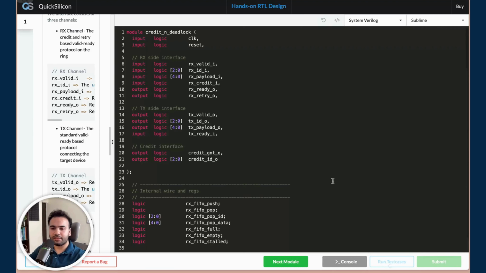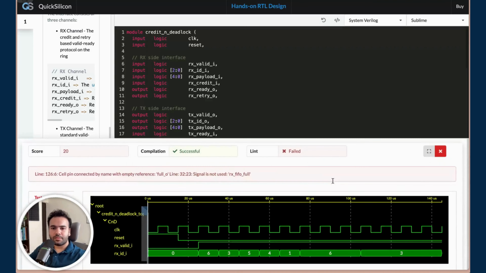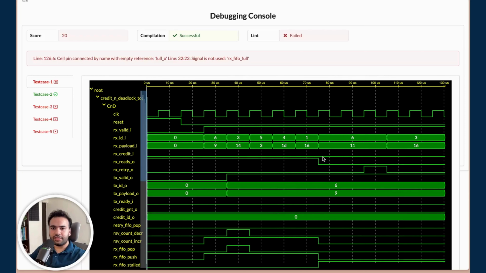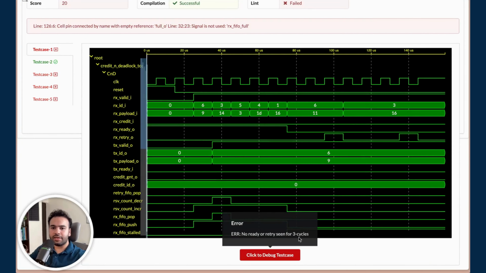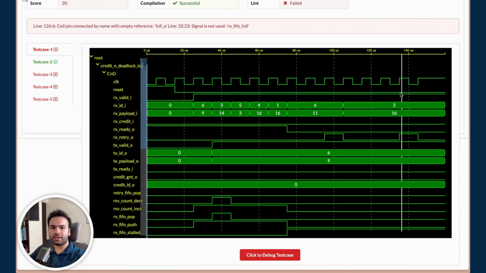Let me get back the waveforms. Okay, so we figured that the check is correct, and it is saying that no ready or retry seen for 3 cycles. And generally when something like this fails, you have to look at the last transaction which is happening. So on the RX channel, the last transaction started on this particular cycle because we got a retry for this transaction, and this did not fail the check.